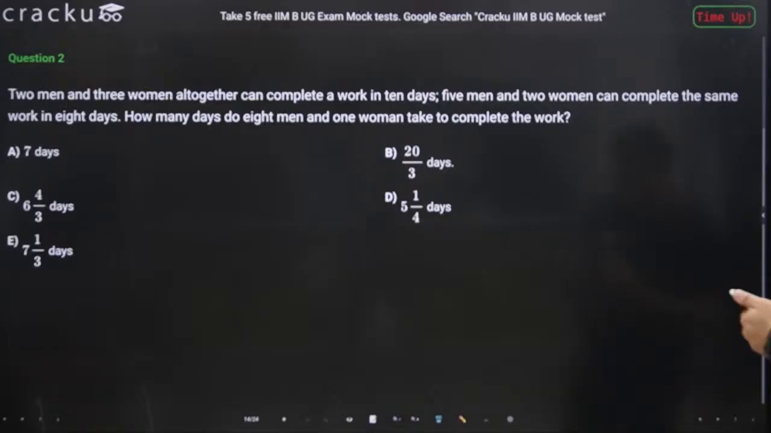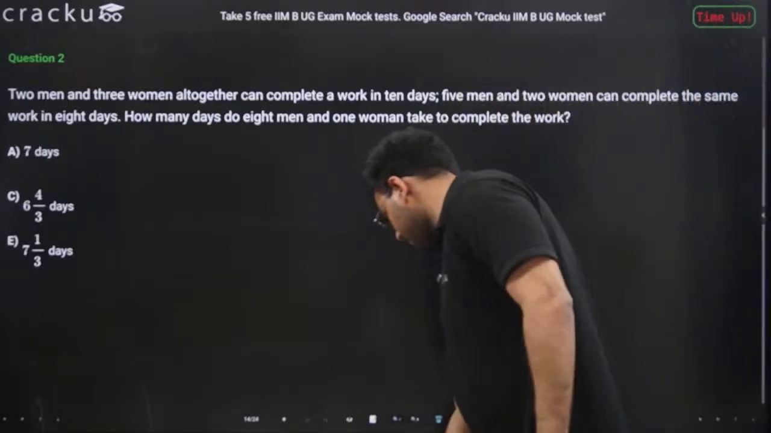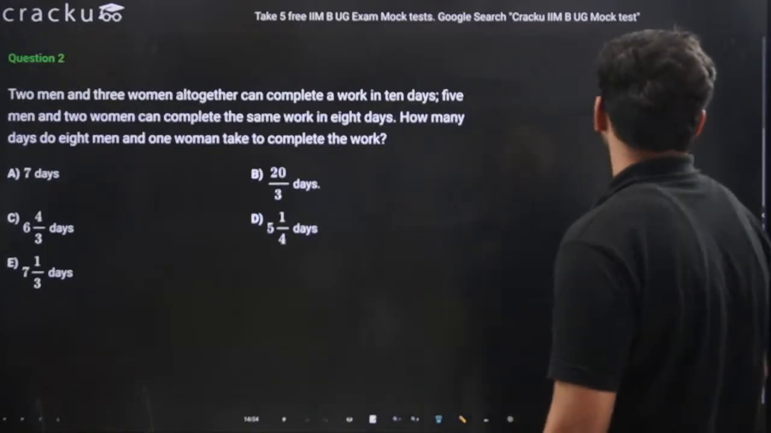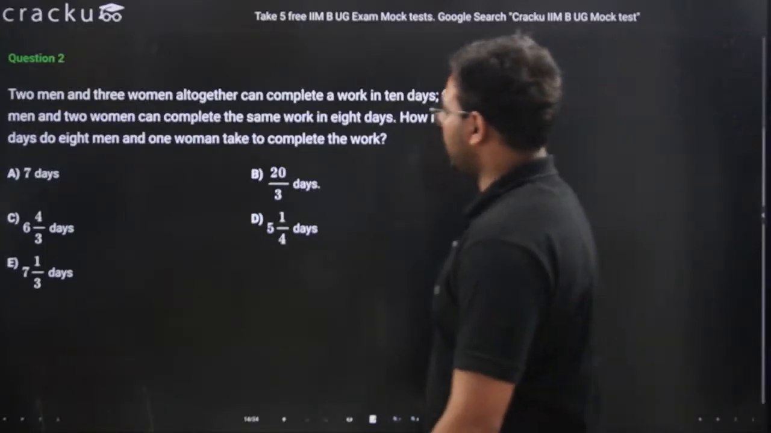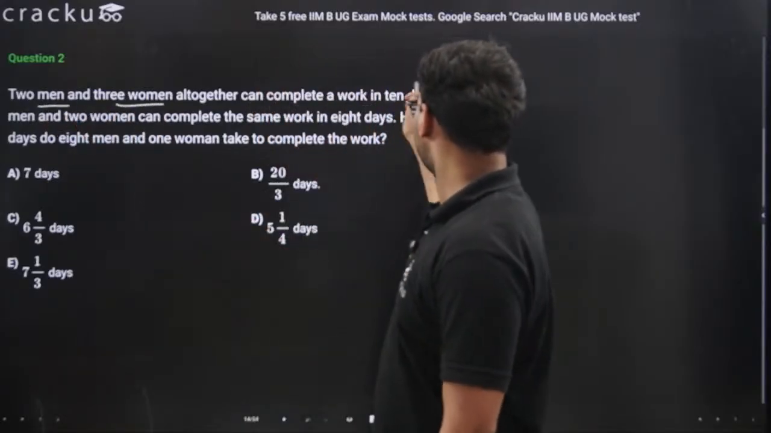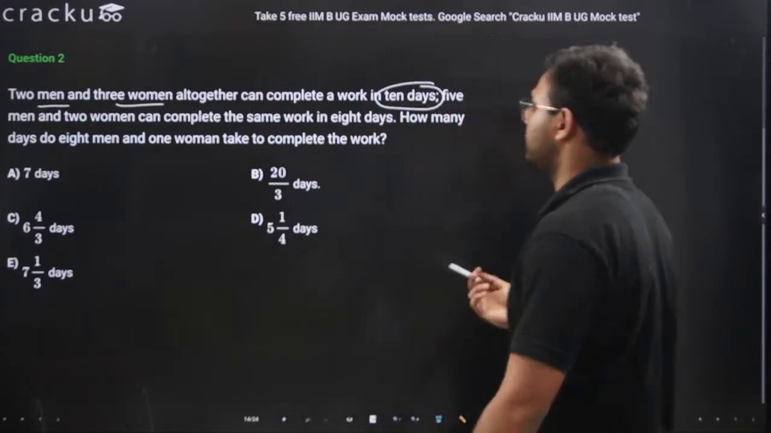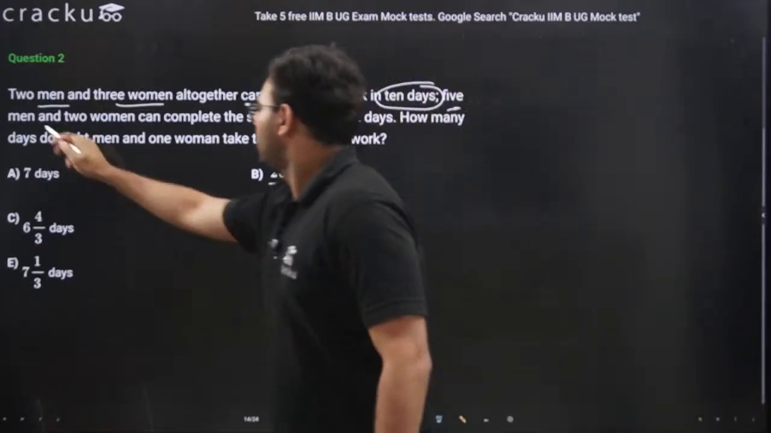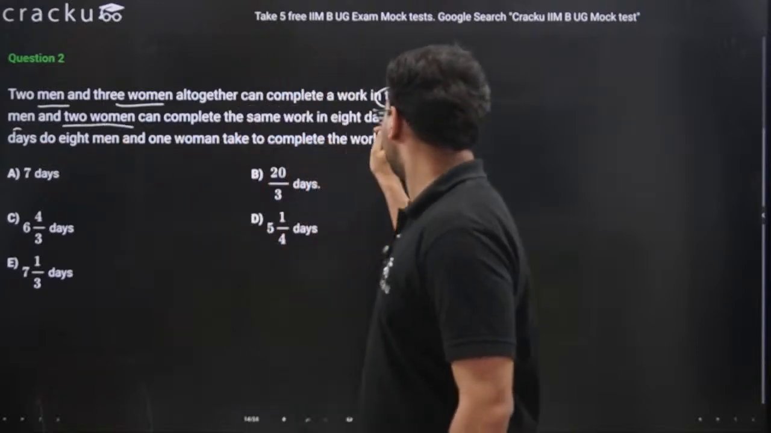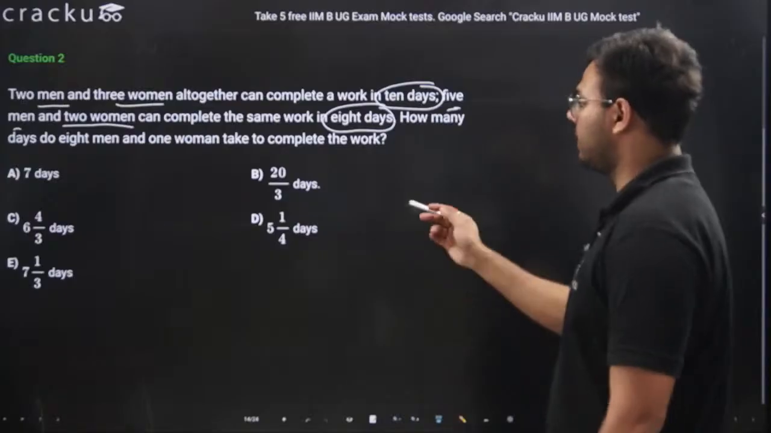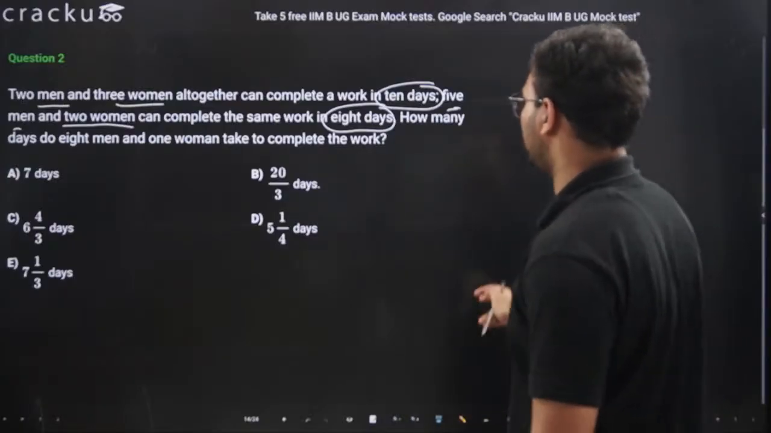The time is up. Let's solve this question. So this question says 2 men and 3 women altogether can complete a work in 10 days. 5 men and 2 women can complete the same work in 8 days. How many days do 8 men and 1 woman take to complete the work?